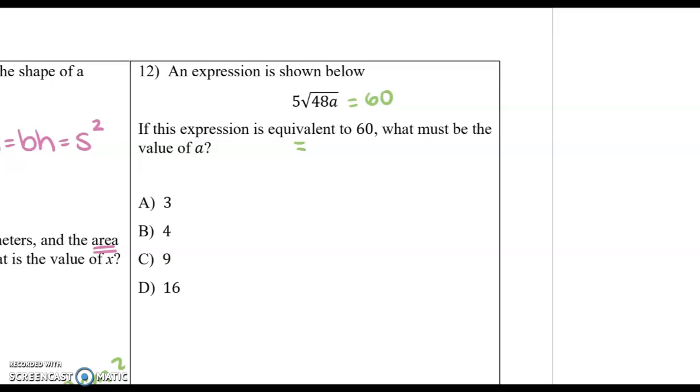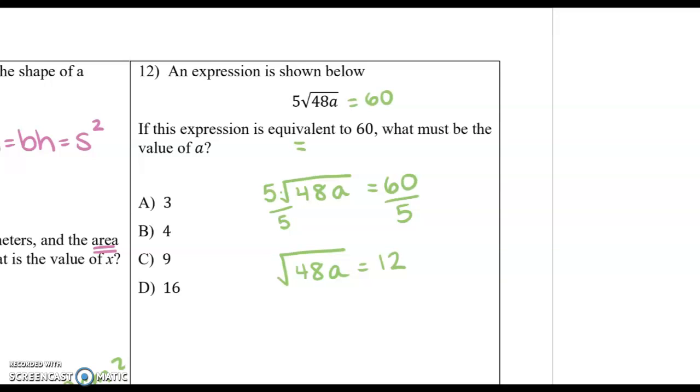So what I'm going to do is start off here and write this equation and solve it like I would solve any equation. Pretending like this was an x or a variable I need to solve for, there's multiplication going on here. So I would divide both sides by 5. It's going to give me the square root of 48a equals 12.